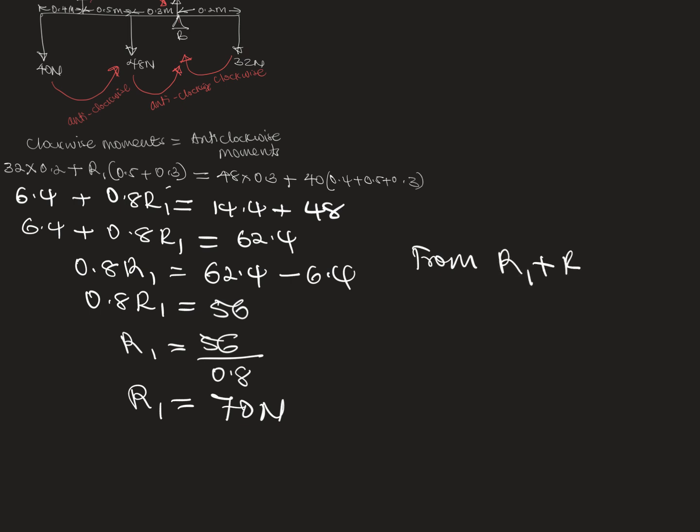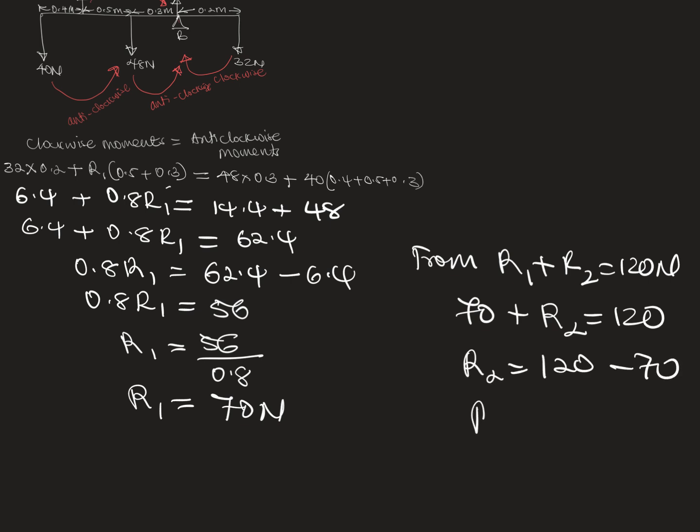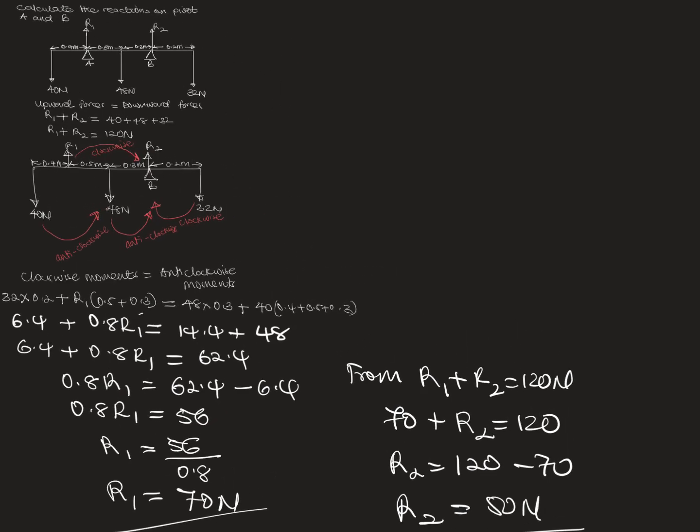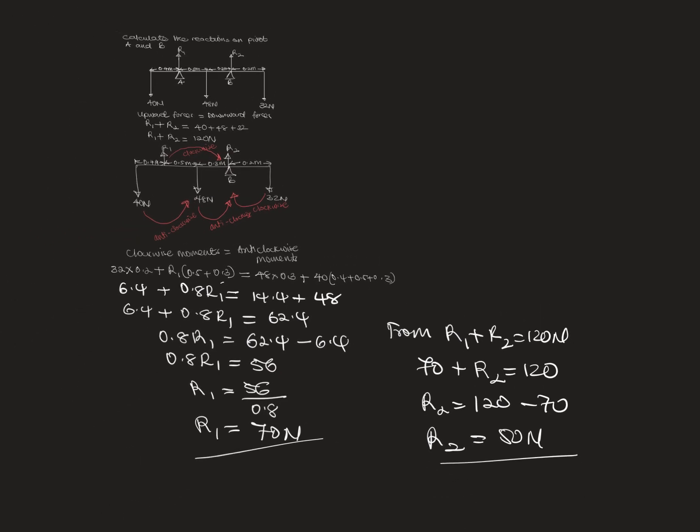So from R1 plus R2 equals 120 newtons, we already know the value of R1 is 70, so what is R2? R2 equals 120 minus 70. R2 is equal to 50 newtons. So you see, it doesn't matter where you take the moments from, the answers will be the same. Okay, thank you very much.